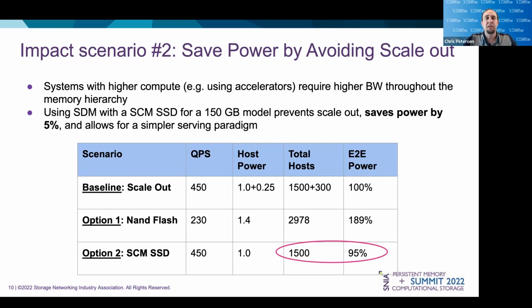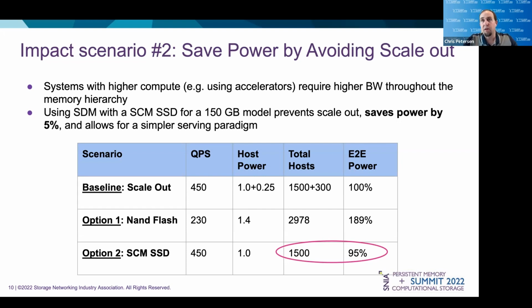The second option takes a similar approach in that we're not scaling out, but replaces the NAND flash SSD with a storage class memory SSD, which was capable of supporting much higher IOPS and also at a much lower latency. And as a result, we were able to match the target QPS for that baseline system, and we're able to load it onto a single machine. This avoided the scaling out effect of the baseline case and the additional power that comes with that, which ultimately results in approximately a 5% aggregate savings in terms of power.